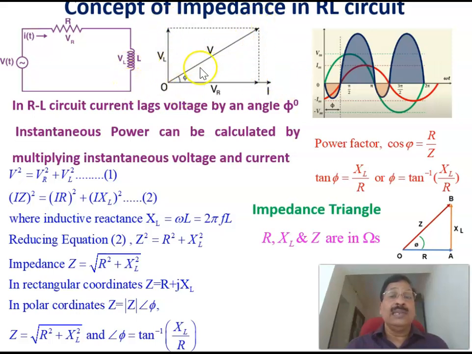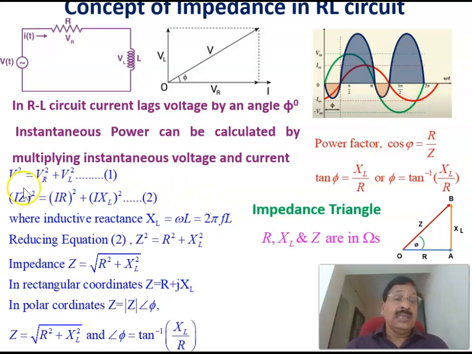Therefore, you get a right-angled triangle. We can get the net voltage, capital V. So V is equal to the square root of VR square plus VL square, that is, the voltage across the resistor squared plus the voltage across the inductor squared. That is the net voltage. Therefore, in an RL circuit, the current lags the voltage by an angle phi. The instantaneous power can be calculated by multiplying the instantaneous voltage and instantaneous current.